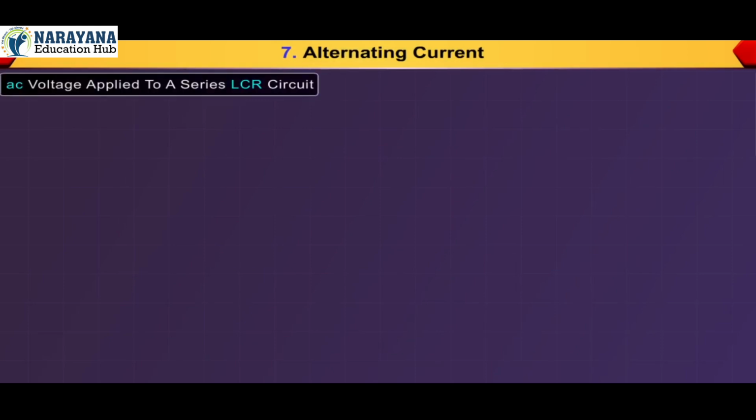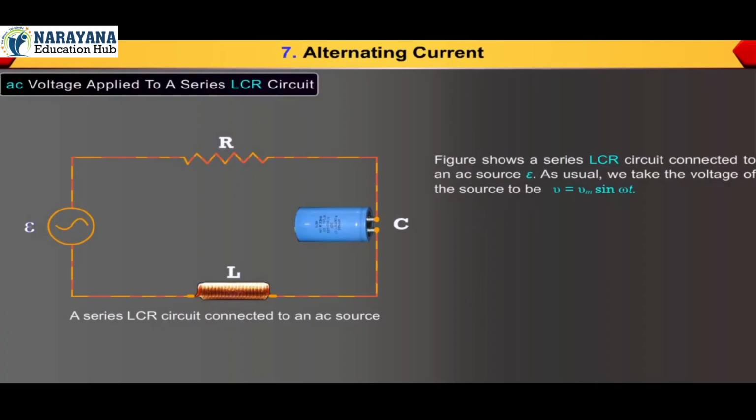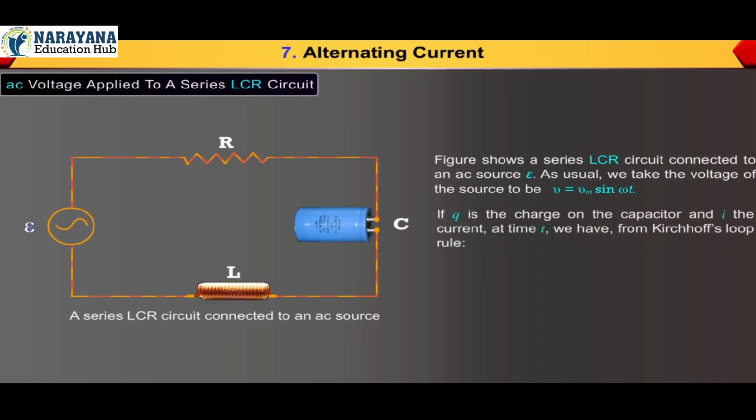AC voltage applied to a series LCR circuit. Figure shows a series LCR circuit connected to an AC source epsilon. As usual, we take the voltage of the source to be V is equal to Vm sin omega t. If Q is the charge on the capacitor and I the current at time t, we have from Kirchhoff's loop rule L di upon dt plus IR plus Q upon C is equal to V, equation 20.